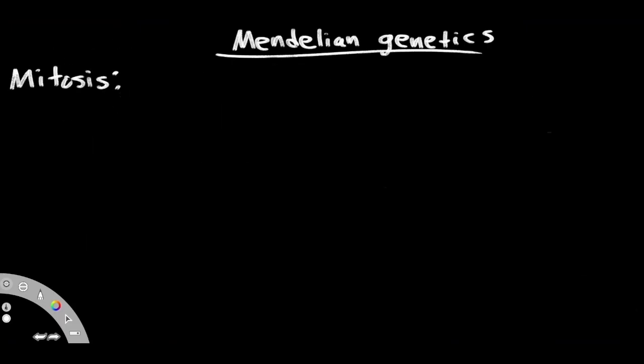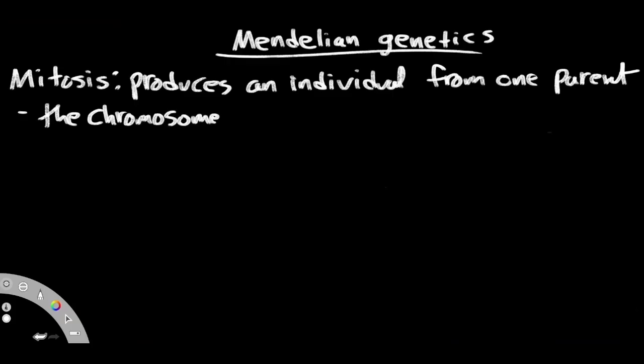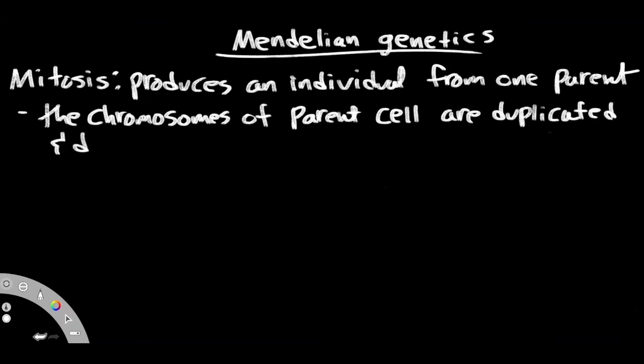Now let's quickly touch upon mitosis so that we can bring those two concepts together and get into Mendelian genetics. So this one produces an individual from just one parent. All right, so no sex cells are involved here. Okay, and the chromosomes of the parent cell are duplicated and divides.